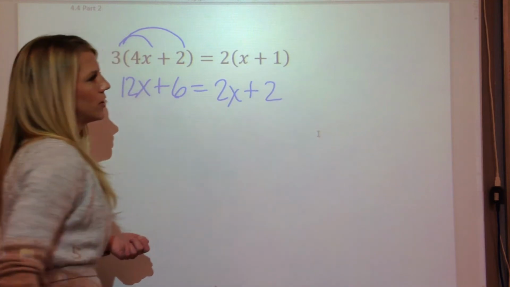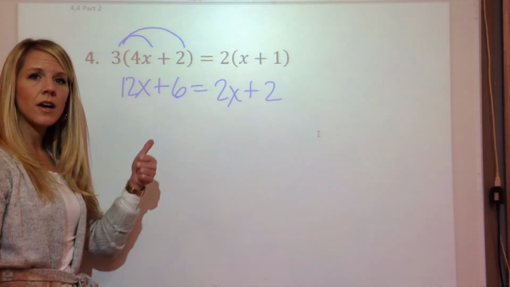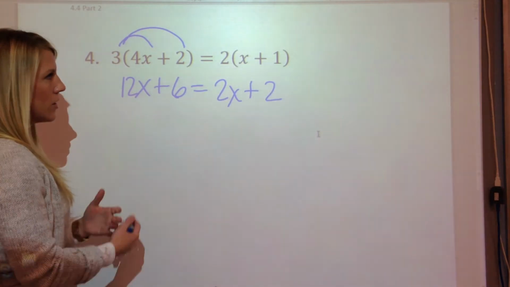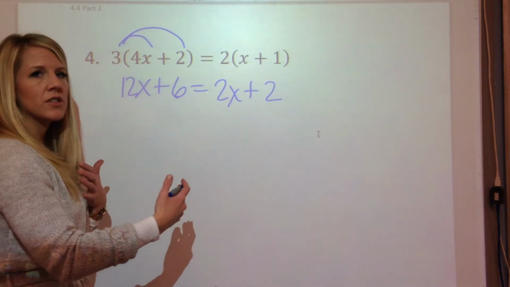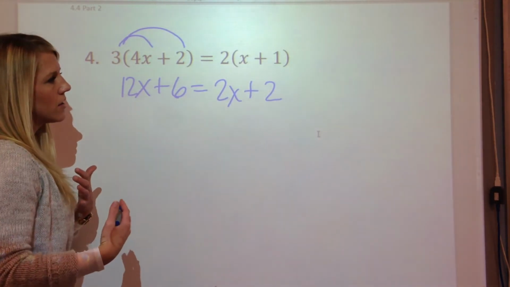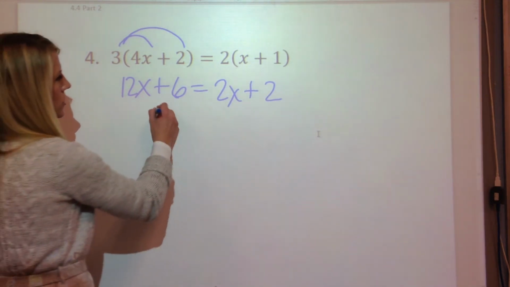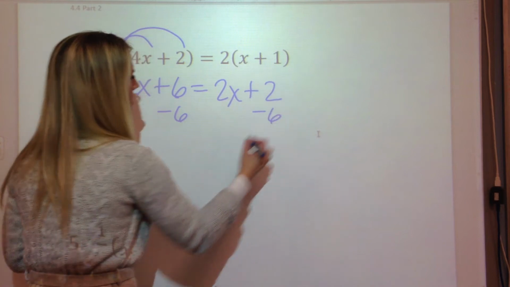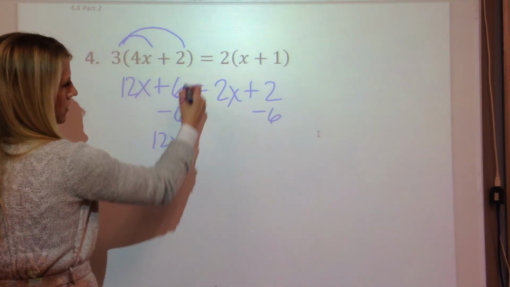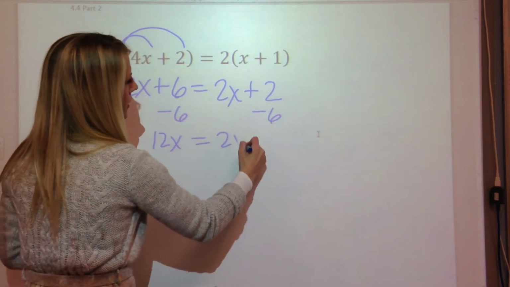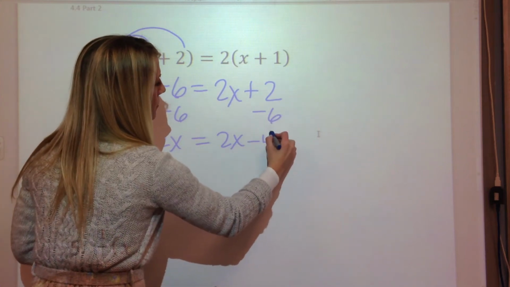So again, what's the goal? Variable to one side, constants to the other. So I've expanded this out, I've written it in a form such that now I can start to manipulate the equation and get x by itself. So, I don't know, I'll start with subtracting 6 from both sides. So I have 12x, 6 minus 6 is 0, equals 2x. 2 minus 6 is a negative 4.